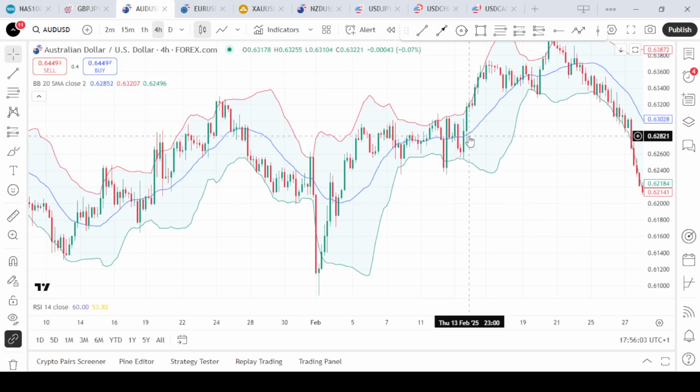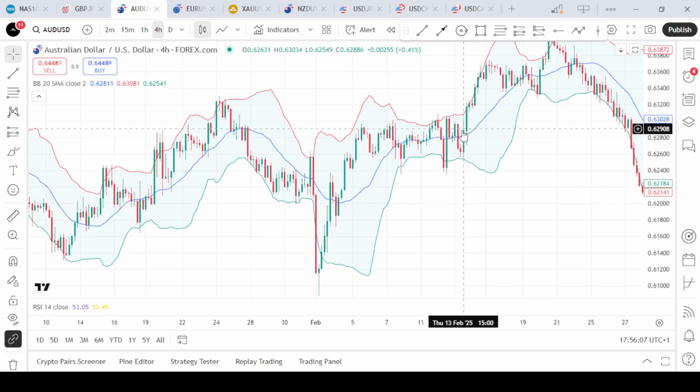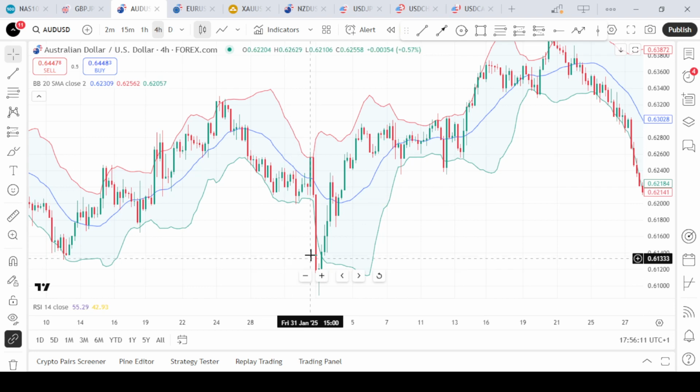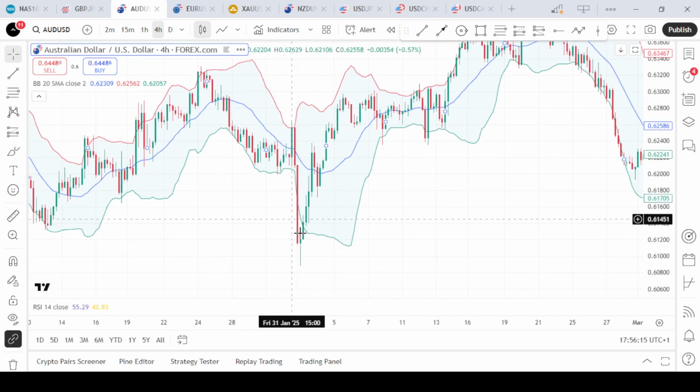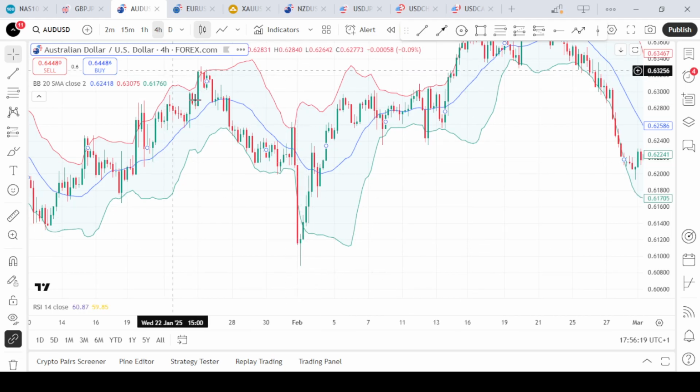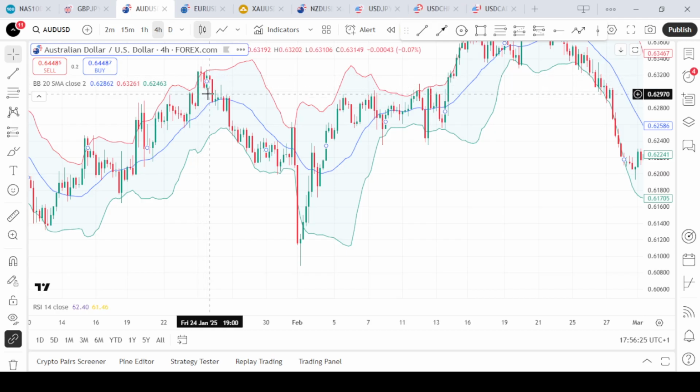Now, for entries, there are two main approaches. The first approach is the Bollinger Band bounce, when price touches or dips below the upper or lower Bollinger Band. As you can see in this area, price dipped below the lower band and broke back inside. You can see in this area, price touched the upper outer part of the Bollinger Band and came back inside.